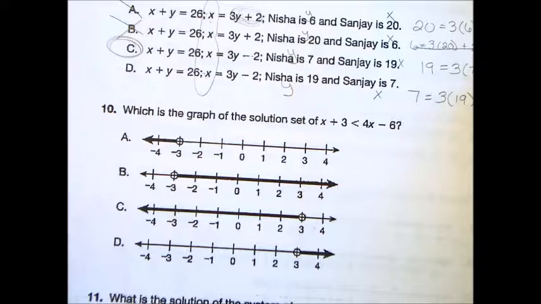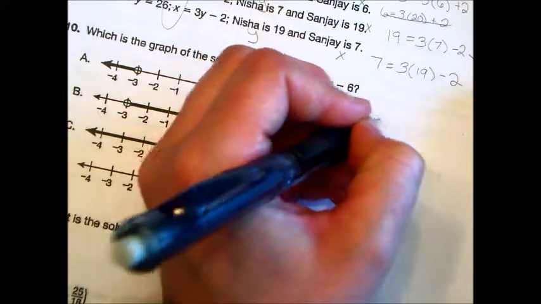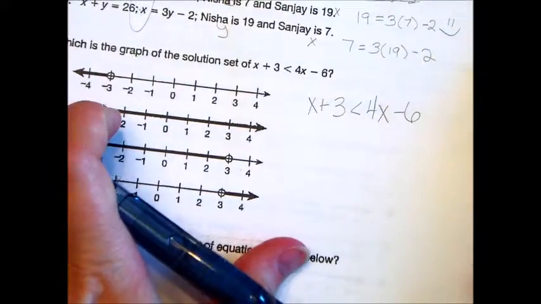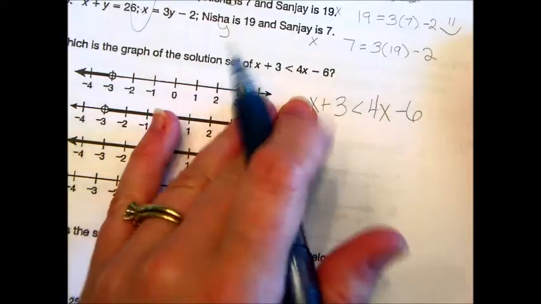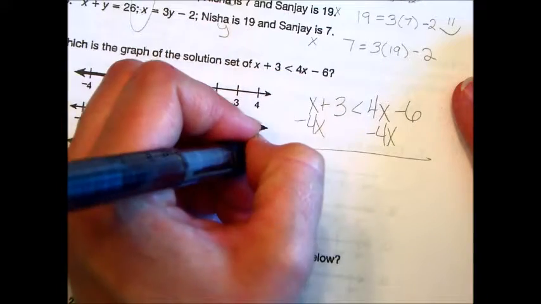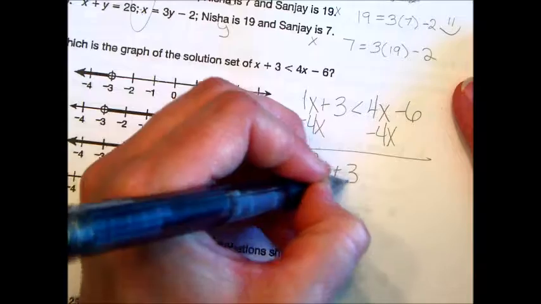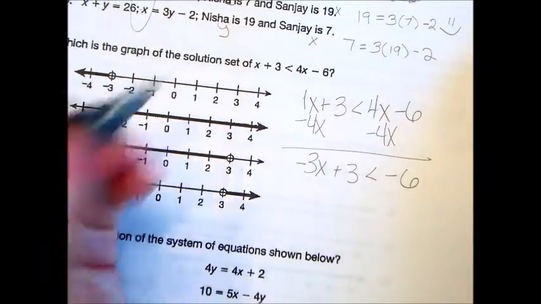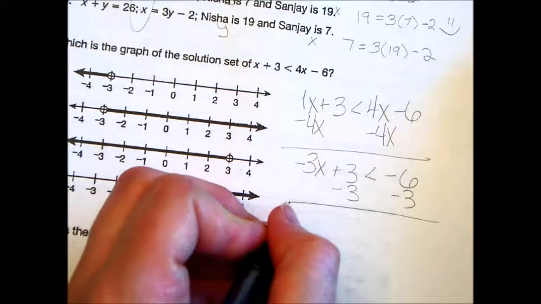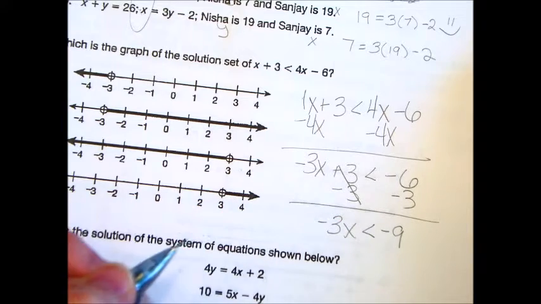Number 10. What is the graph of this solution? All right, guys, I need you to really have your basic Algebra 1 skills up to par here, okay? You want to take all the x's to the left. So you see this 4x, we're going to do minus 4x. That's a 1x. So 1 minus 4 is negative 3x, plus 3 is less than negative 6. Take all your numbers to the right now. So minus 3, minus 3. That's negative 3x is less than negative 9.